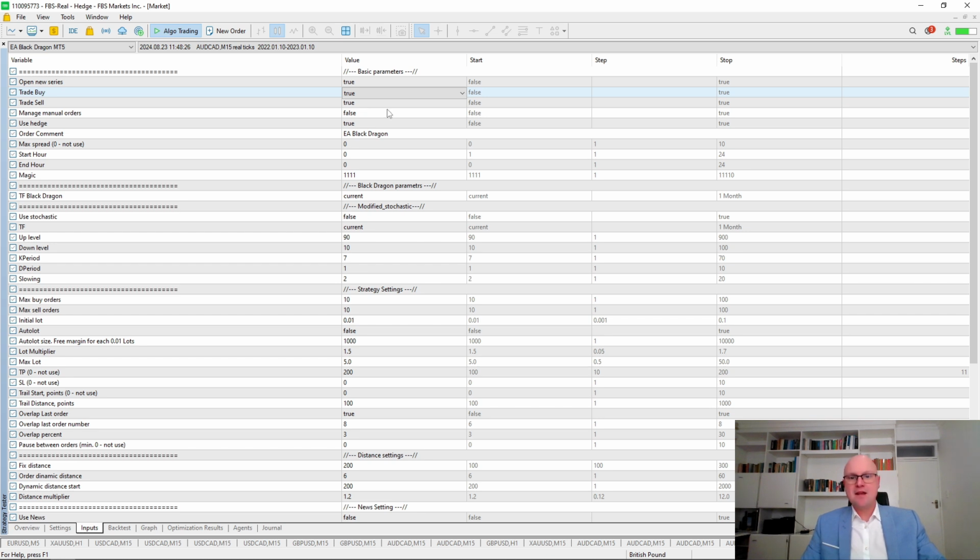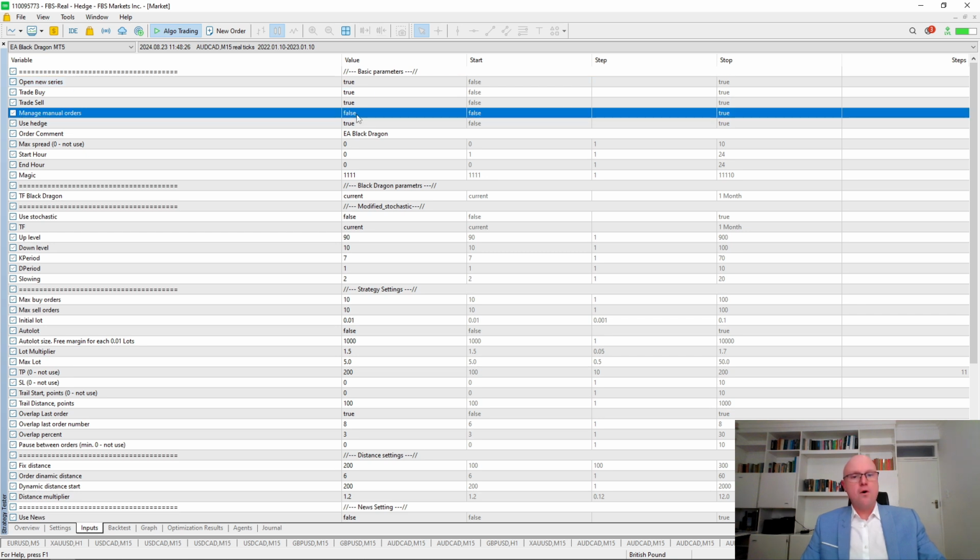Now, the first important choice when it comes to trading EA Black Dragon is, are we going to use a bi-directional strategy or only trade in a single direction at a time? This comes in when we use the hedge function, and it can either be true or false depending on what direction you'd like to trade. For this example, we won't be using any manual orders, but if you'd like the EA to manage other trades, you can just change that to true.